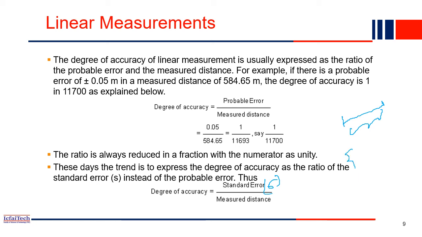From the 100 readings, so we take the 100 measurements, we find out the standard deviation, sigma. Sigma divided by the measured distance, we call it the degree of accuracy. So this is the degree of accuracy for the linear measurement, meaning if you measure a distance, like a straight line, or any linear measurement.